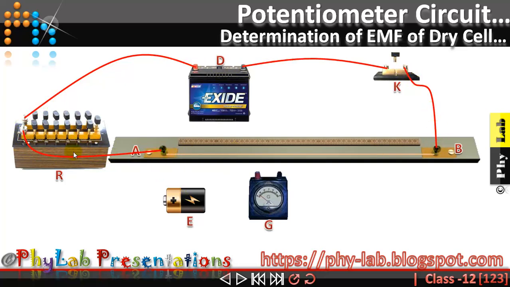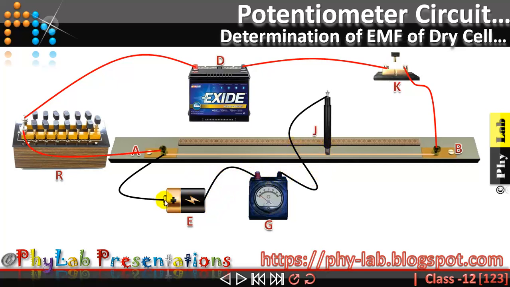Now you can see once again in this primary circuit all the circuit elements are connected in series, so this circuit is just similar to the earlier circuit. Then from the positive terminal of the battery, this dry cell, I connect to the end A of the potentiometer wire. From the negative terminal I connect one end of the galvanometer, and from the galvanometer I connect the jockey, and the jockey is once again placed at different positions.